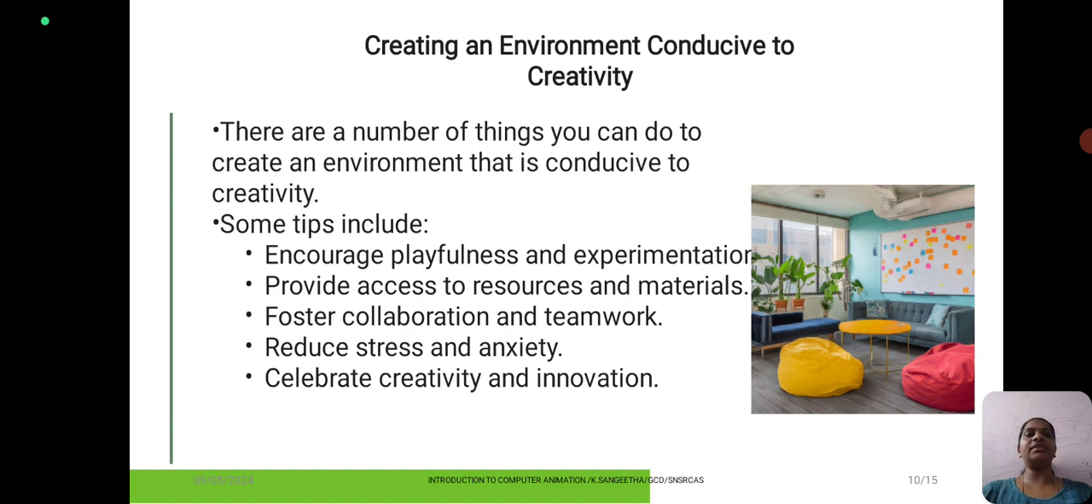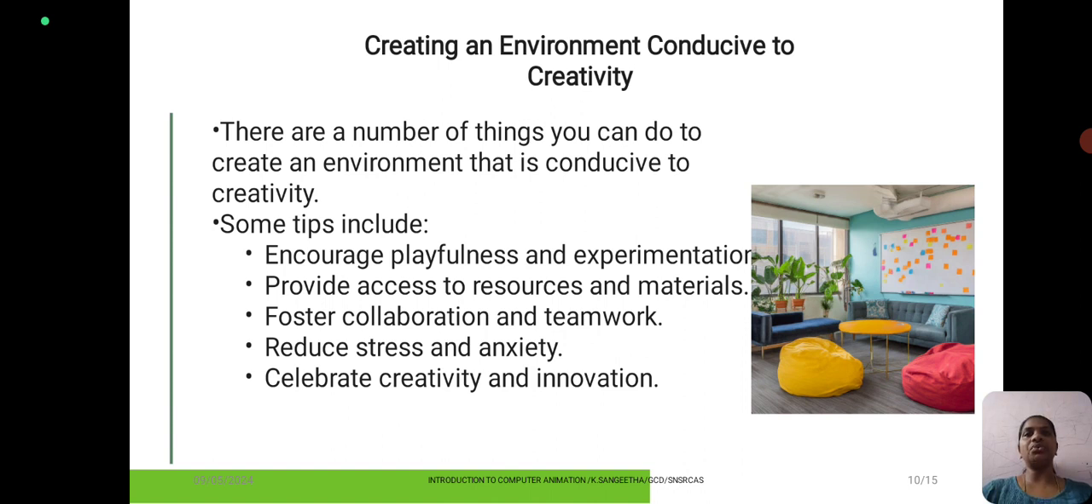So, creating an environment conducive to creativity. The environment you work in can have a big impact on your creativity. If you want to generate more and better ideas, you need to create an environment that is conducive to creativity. Here are some tips. Encourage playfulness and experimentation. Don't be afraid to try new things and take risks.